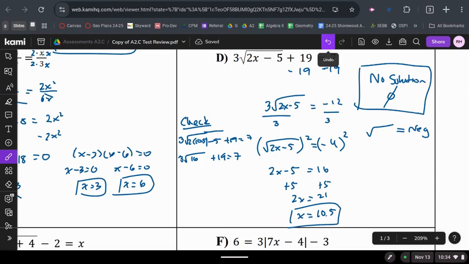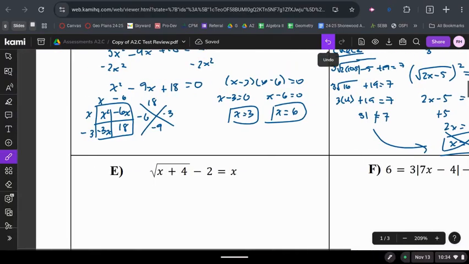3 times 4 is 12. Plus 19 is definitely not 7. What would that be? 12 plus 19 is 31, which is not equal to 7, which is enough to show that that is no solution because I didn't have any other values for x.